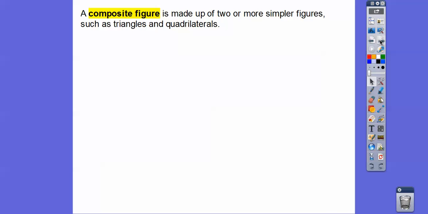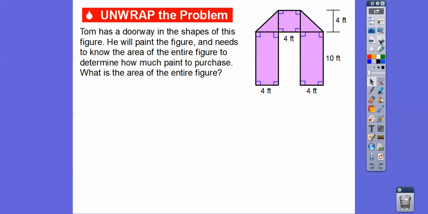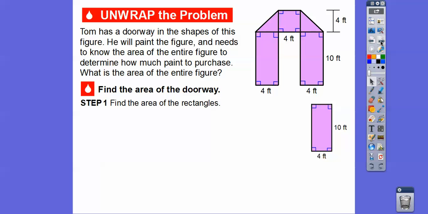Okay, so a composite figure is made up of two or more simpler figures such as triangles and quadrilaterals. So here's an example. Tom has a doorway in the shape of this figure right here. So he's going to paint the figure and needs to know the area of the entire figure to determine how much paint to purchase. So what's the area of the entire figure? So we're going to go ahead and find the area of all of this right here. So I see some rectangles, I see a couple of triangles, and I see a square up here. So what we're going to do is get the area of all of those and add them together.